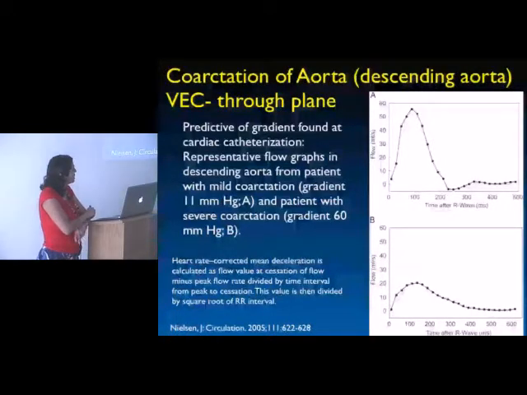So you can see how, by coarctation of the aorta, you can predict the gradient through the cardiac catheterization, representative here. And you can actually get very close to the peak-to-peak measurements that you would get by the cath lab.